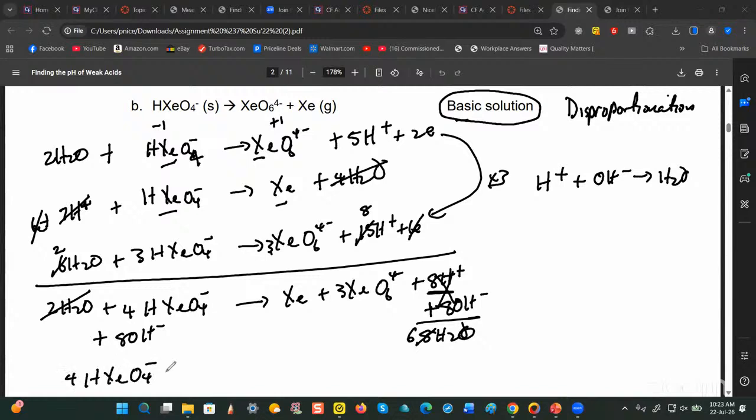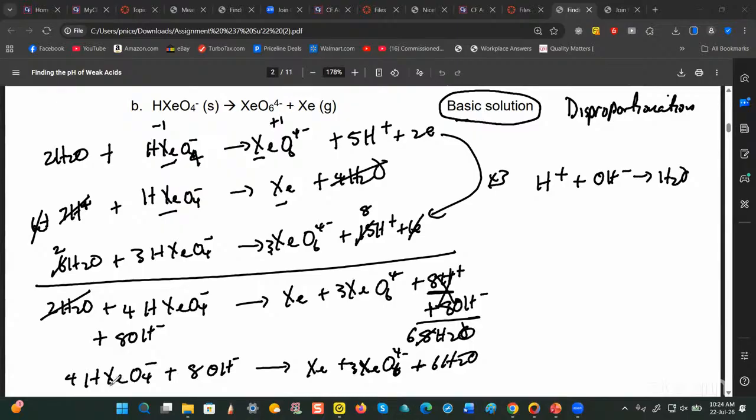4 HXeO4 minus plus 8 OH minus to give xenon plus 3 XeO6 4 minus plus 6 H2O. On homeworks or on tests, do we have to put the phases in, like solid, gas, aqueous? Nah, I don't think that would be important when it comes to balancing a redox equation. And this should be the final answer.